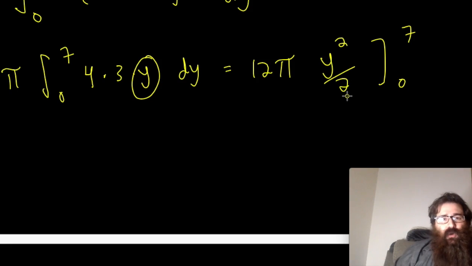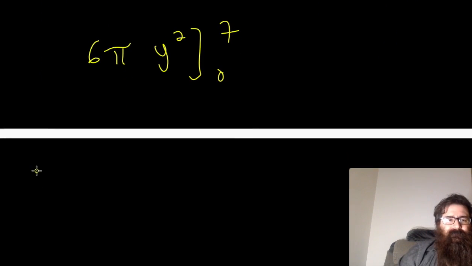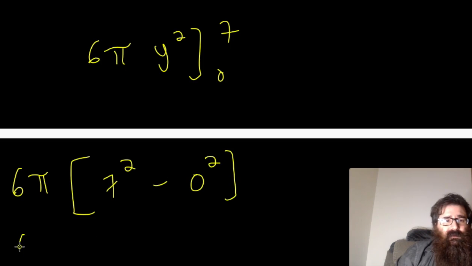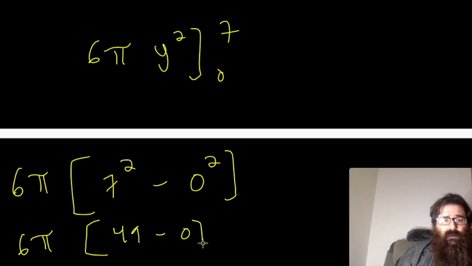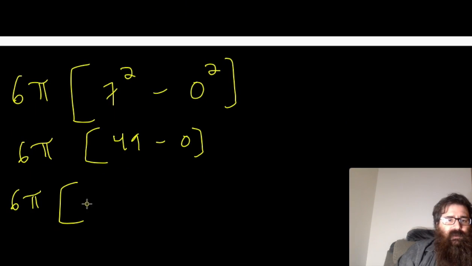I can divide my coefficient by 2, so 12 divided by 2 gives me 6 pi. And then I still have my y squared from 0 to 7. So then I want to evaluate this. So we'd say 6 pi, and then plugging in my upper and lower bounds in for y, I'm going to leave my coefficient factored in front. So we get 7 squared minus 0 squared. So we have 6 pi times 7 squared is 49, minus 0 squared is 0. So we have 6 pi times 49.